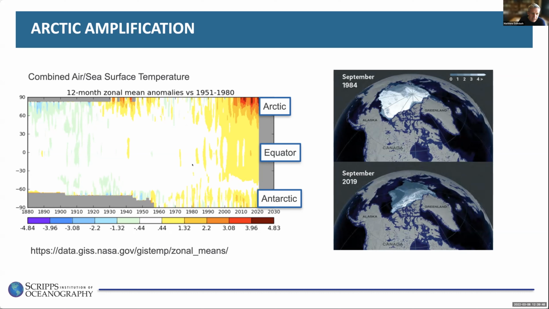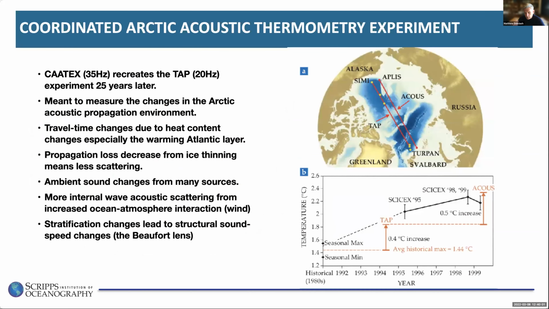The panel on the left just shows how fast it's warming. It's warming faster in the Arctic than almost anywhere else, about 3 times faster than other places on the planet. That is what makes the Arctic so interesting.